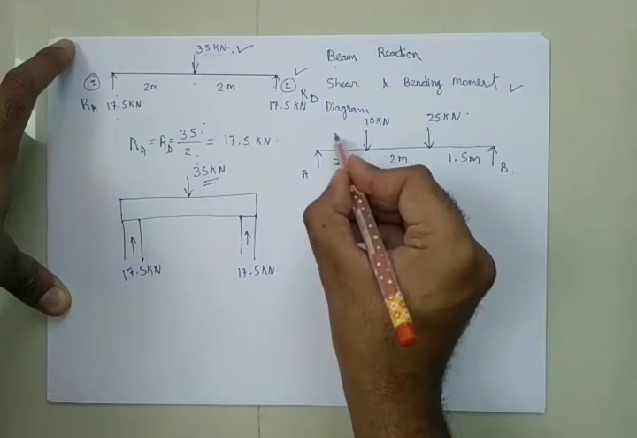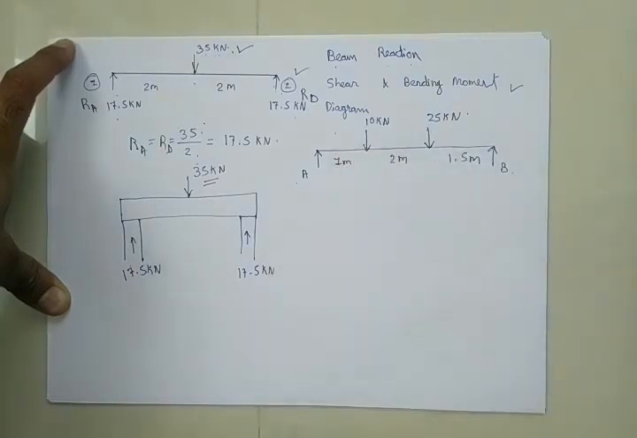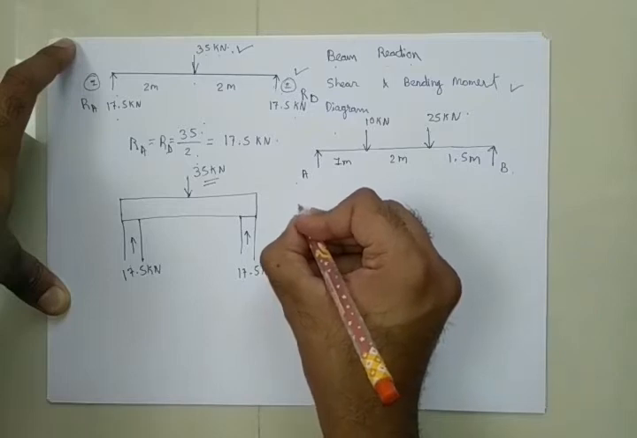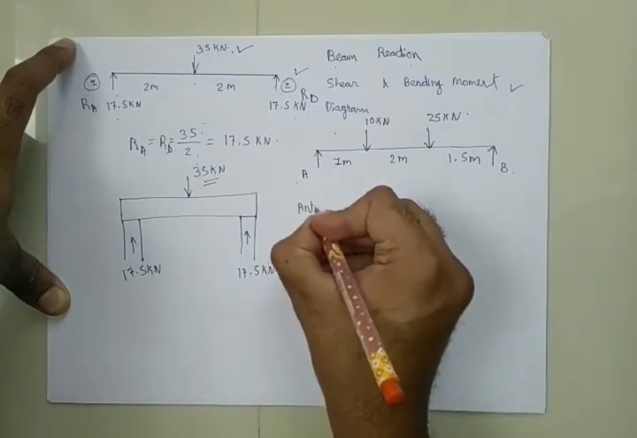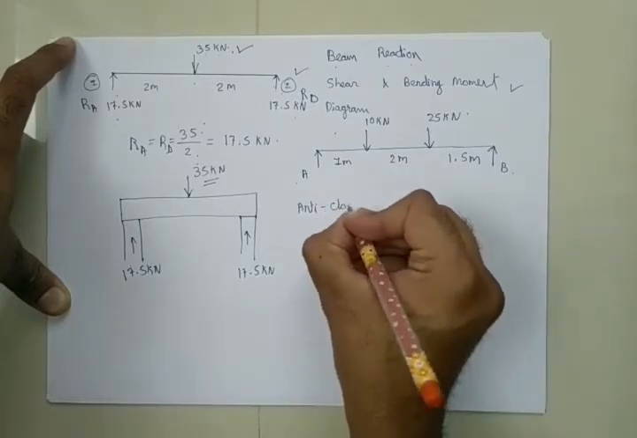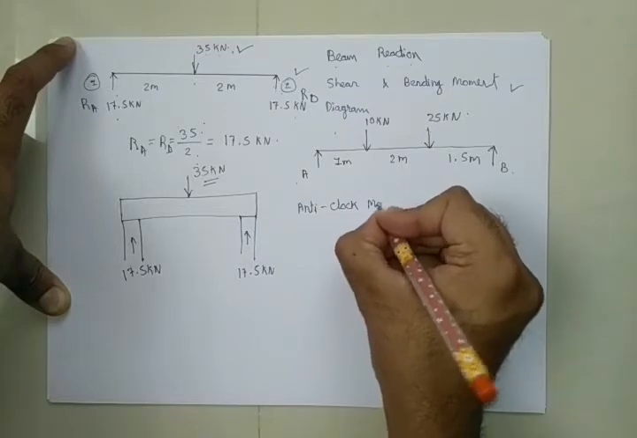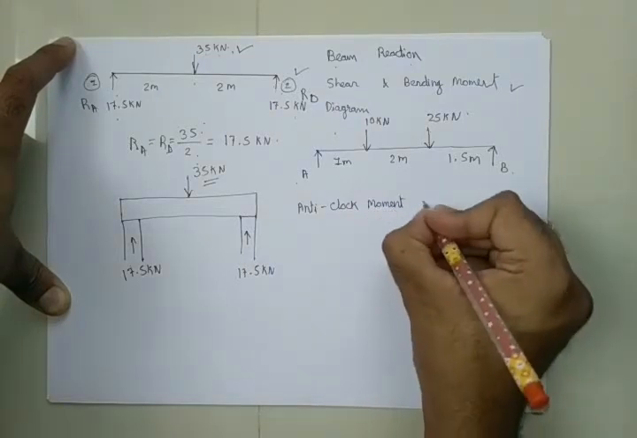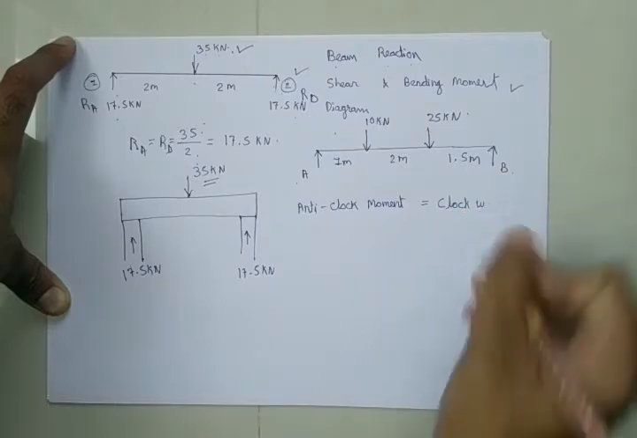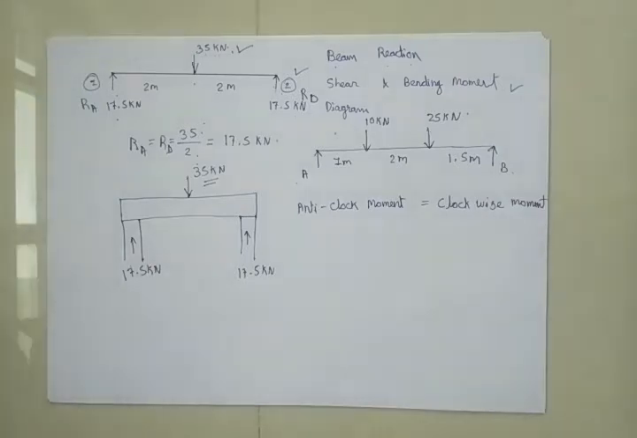Now in this type of condition, what you are supposed to do is use the equilibrium condition. Now what is that equilibrium condition? The equilibrium condition says anti-clockwise moment is equal to clockwise moment. Now how do we understand which moment is clockwise and which moment is anti-clockwise?